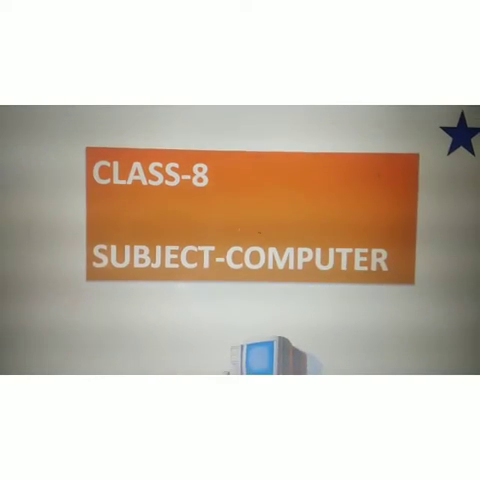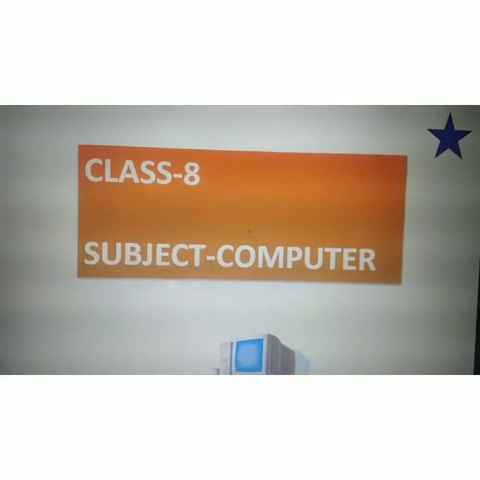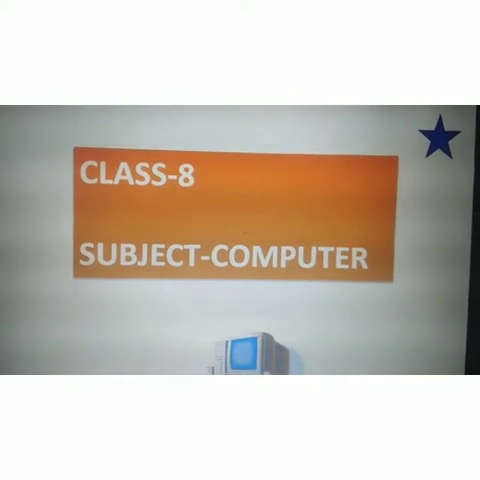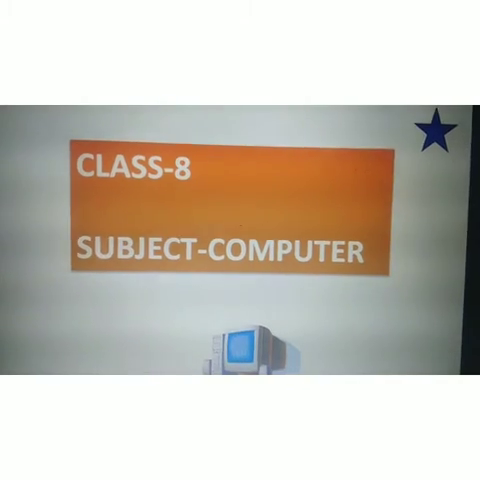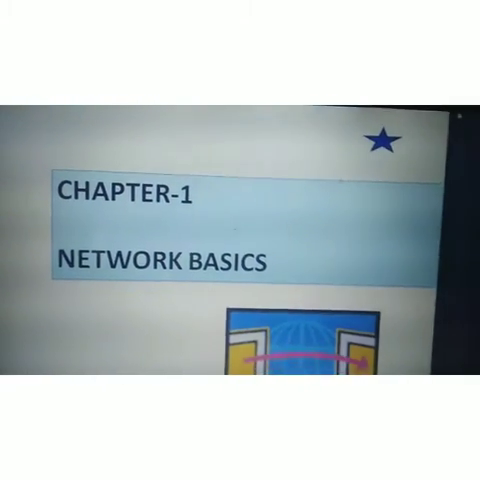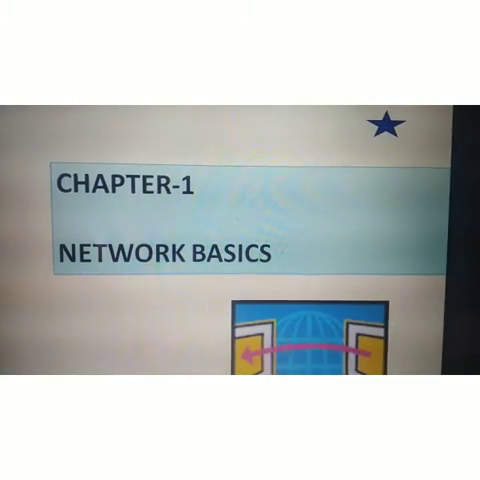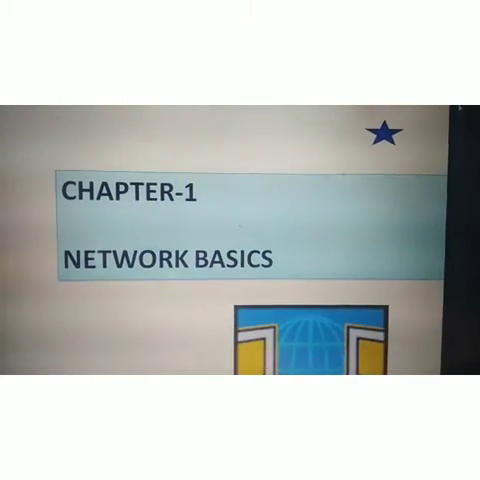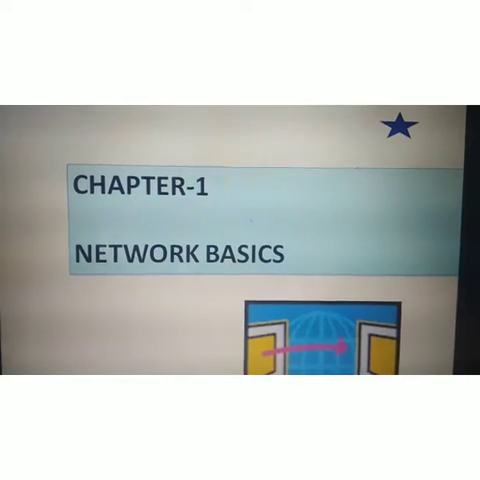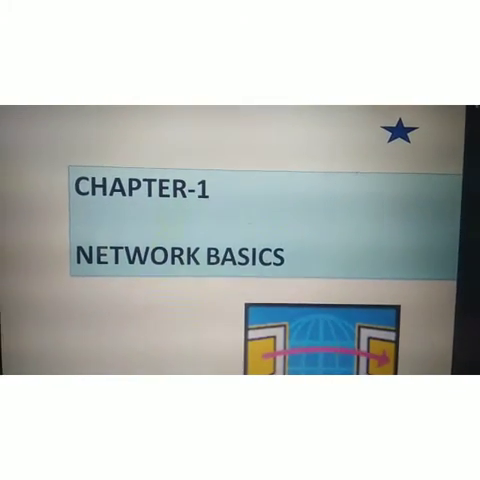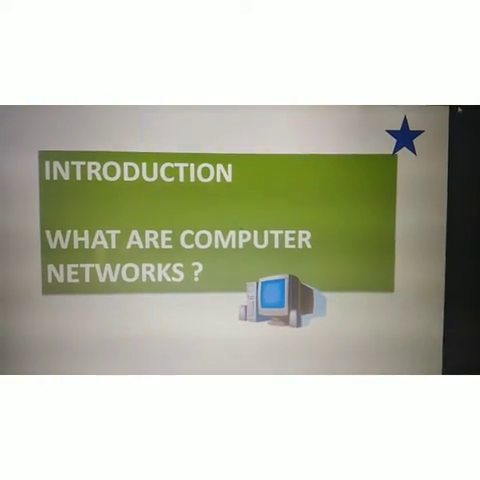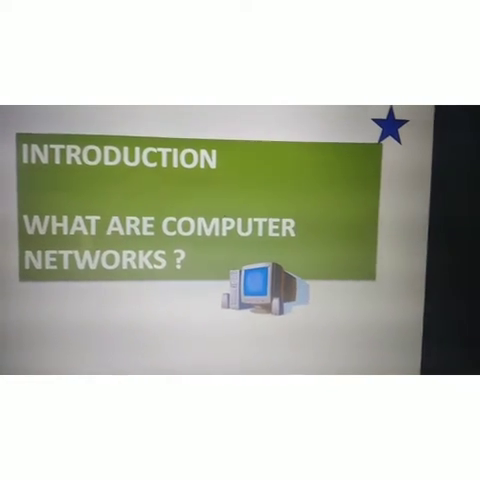And today we are going to start a new chapter, chapter number one, Network Basics. Today we are going to start with an introduction to network basics. So let's start this topic. First of all, students, network basics. So what are computer networks?